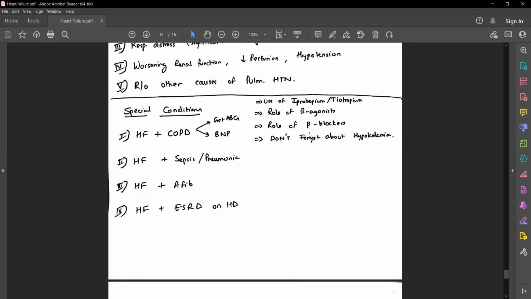Then talking about heart failure with sepsis or pneumonia. Now, this is a tricky situation, because remember that in HFrEF exacerbation, we're trying to diurese the patient, but at the same time, if the patient is septic, has bacteremia, or has pneumonia, we cannot diurese them as aggressively. So this is a hard condition to treat, because you also have to remember about the decreased perfusion from the sepsis itself in these cases.